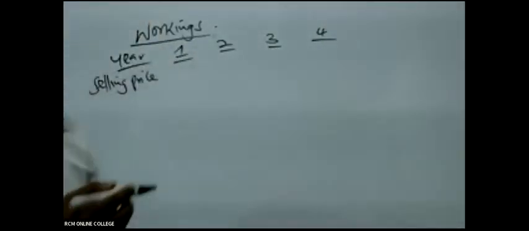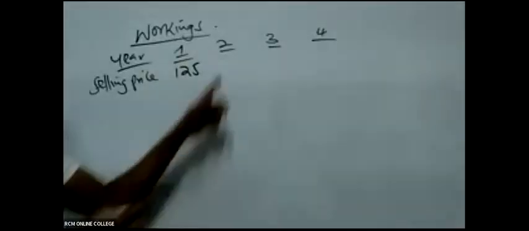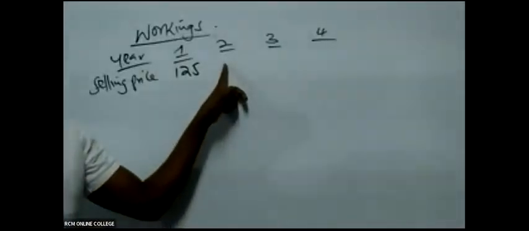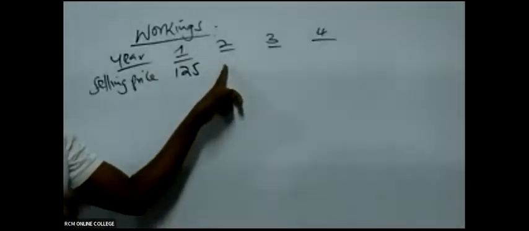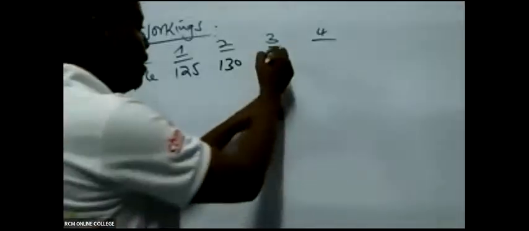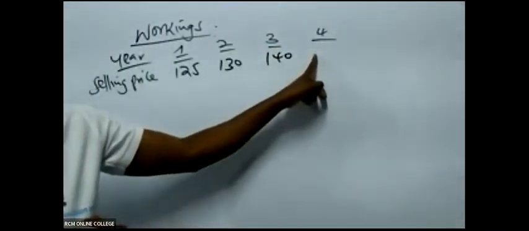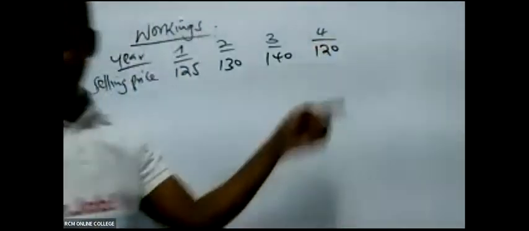I don't have the hard copy here, guys, and I cannot always share the screen. 125, year 2. Selling price year 2. Thank you, Cecilia Judith. 130. Year 3 is 140, Grace. Year 4 is how much? 120. So I hope figures are in.